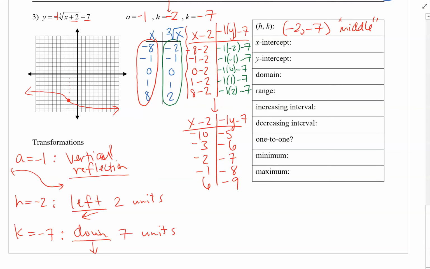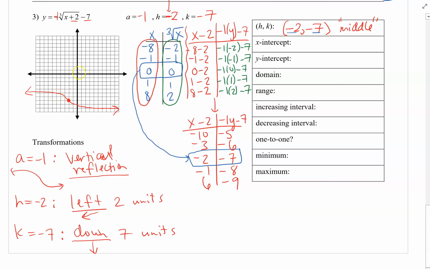So notice in my table, the middle point ended up being hk, which is what should always happen. The point that was originally 0, 0 from the parent function should turn into hk from your equation. Okay, so now let's plot these points and see how we did.